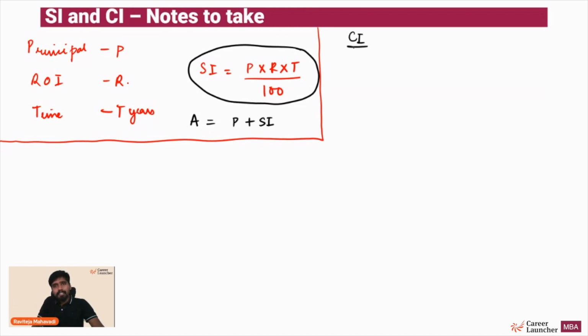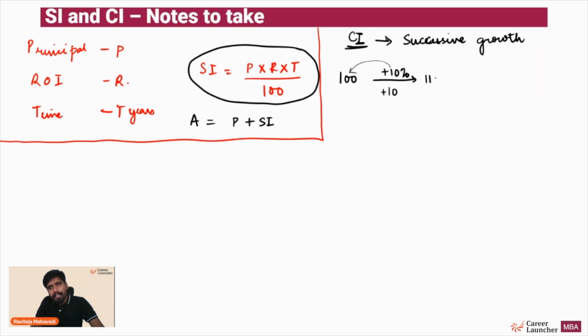Let's look at compound interest. Compound interest is a little complicated. As the name suggests, it is compounded. So what is compound interest? To my mind, it is nothing but successive percentage growth. For example, let us take a simple small example. If I have 100 rupees and I make it grow by 10% once, 10% of 100 is 10. So if you add 10, it will become 110 over here.